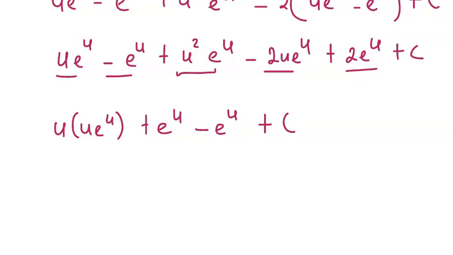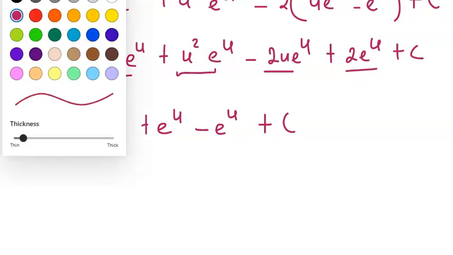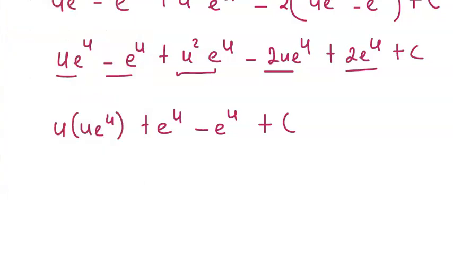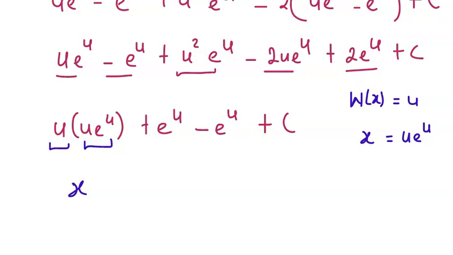Now let's recall back. So it's very nice to always recall, right? So remember that w of x is equal to u. Did you forget that? And again, x is equal to u e to the power of u. So we can see this is x, right? And this one here is the w of x. So we get here x multiplied by the w of x. Did you get the idea?